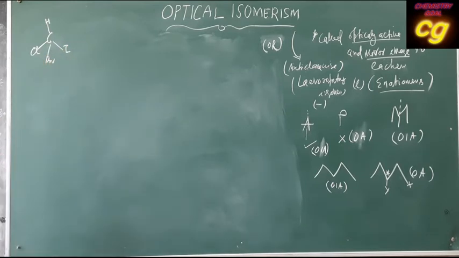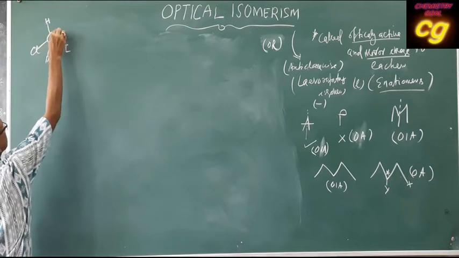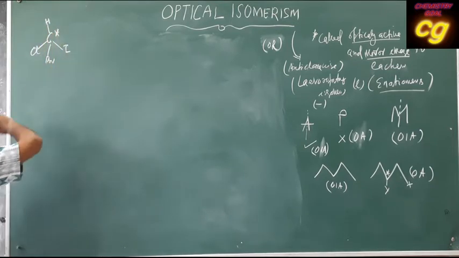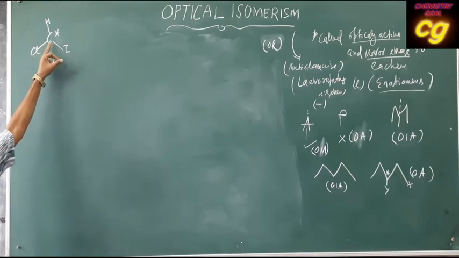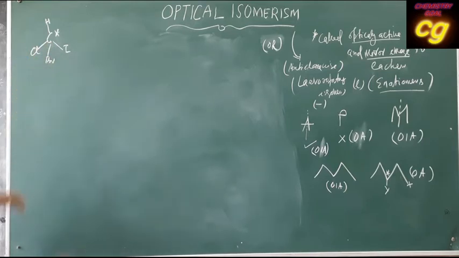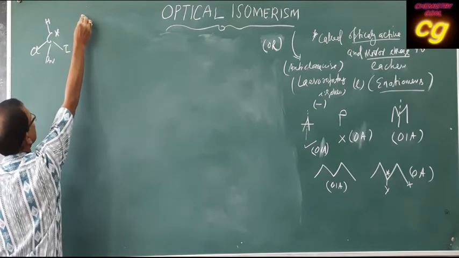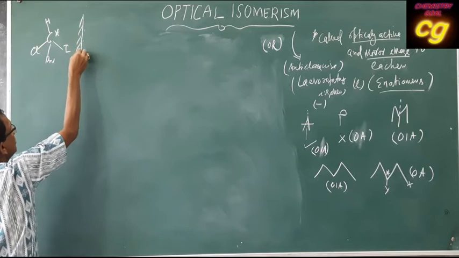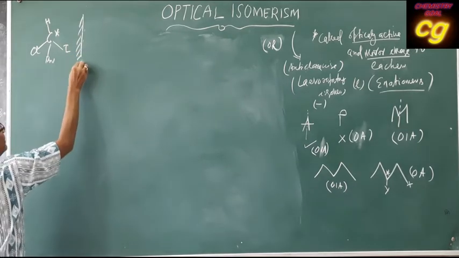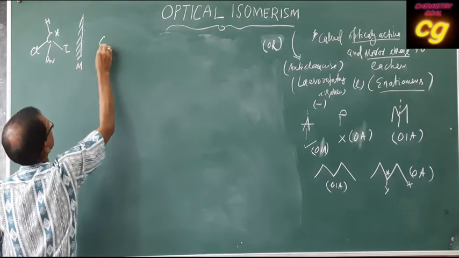This is a chiral molecule. Chiral means different groups are attached to the particular center. So it is a chiral molecule. A chiral molecule means optically active. Optically active means it has a mirror image. So this is your mirror, and what is the mirror image of this one?